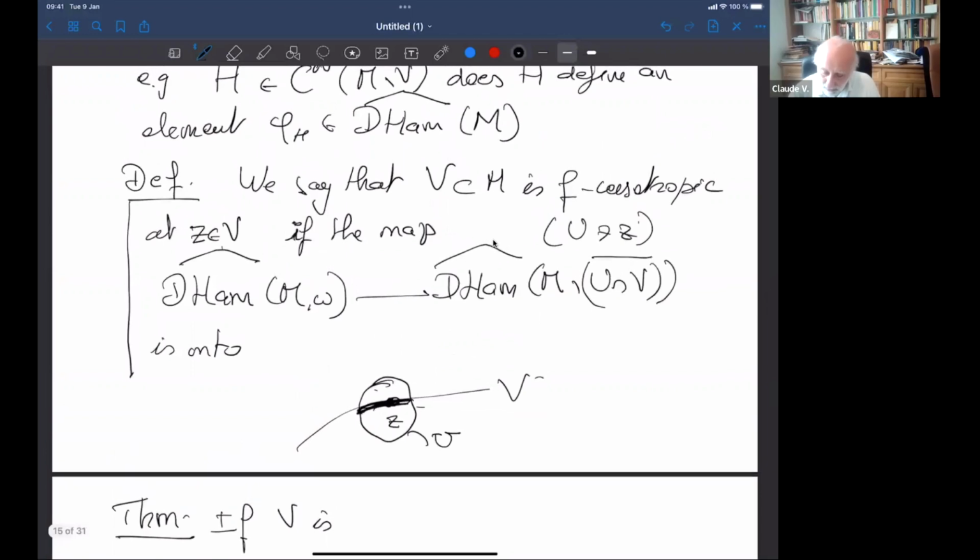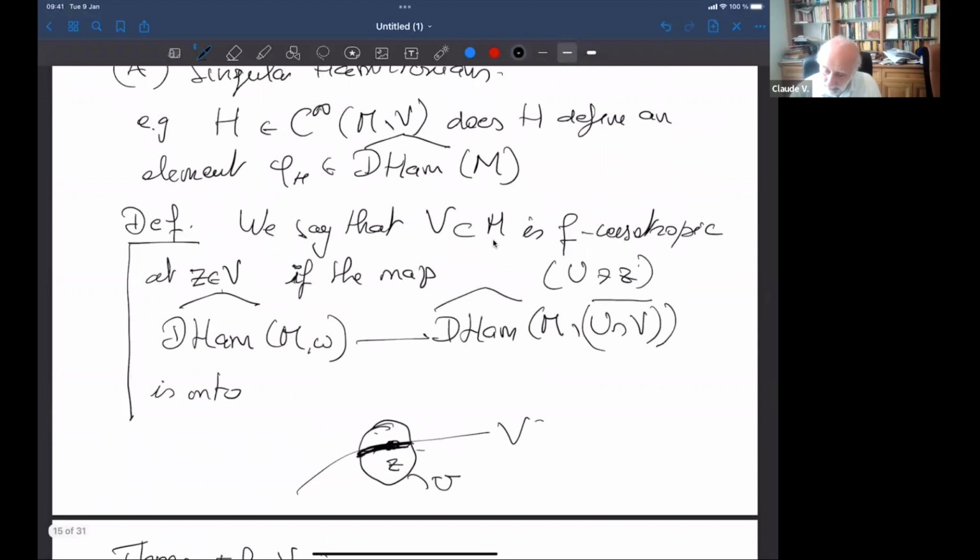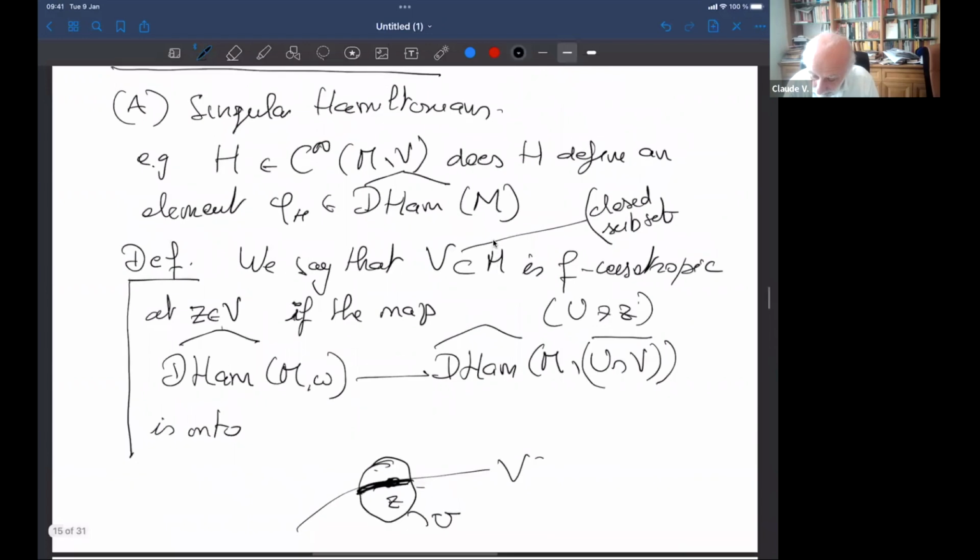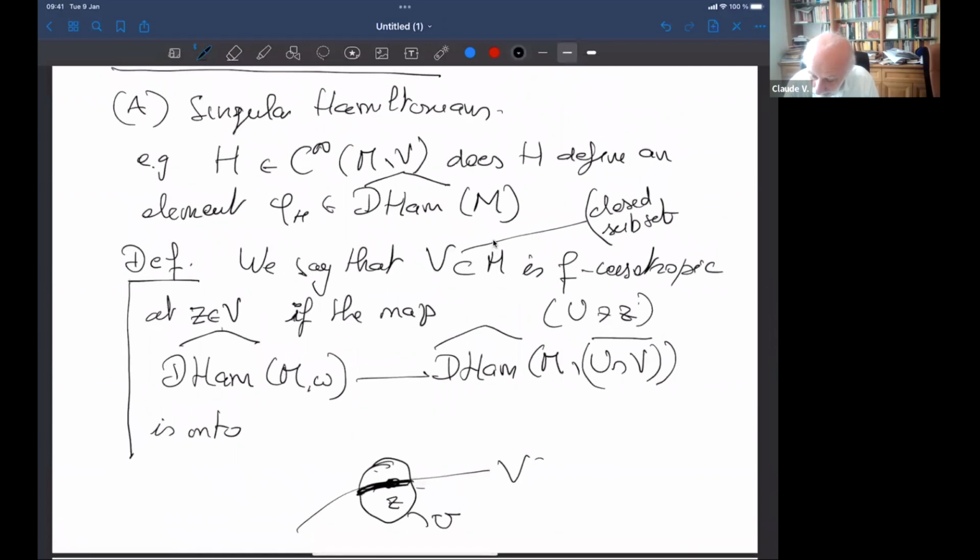So I take V to be closed, okay? So here V is a closed subset, okay? And sorry, just a second. I think I actually got confused here. Because this is the definition of being not coisotropic. Sorry. So it's not F coisotropic.